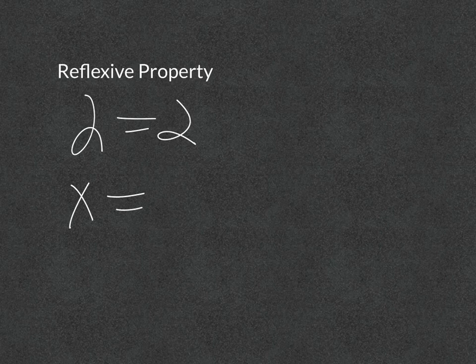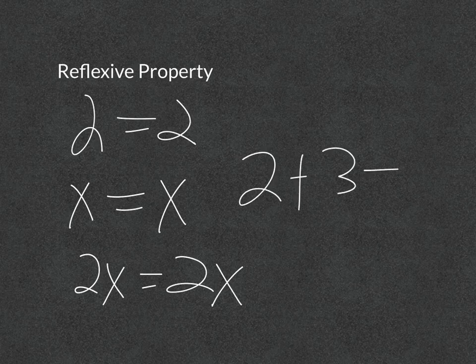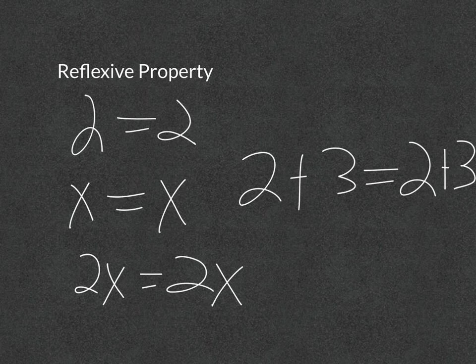X is equal to, not 2, X is equal to X, sorry, right? And then, something like 2X is equal to 2X. Something's exactly equal to itself. 2 plus 3 equals 2 plus 3, right? So that's what we're looking at when we say reflexive property.